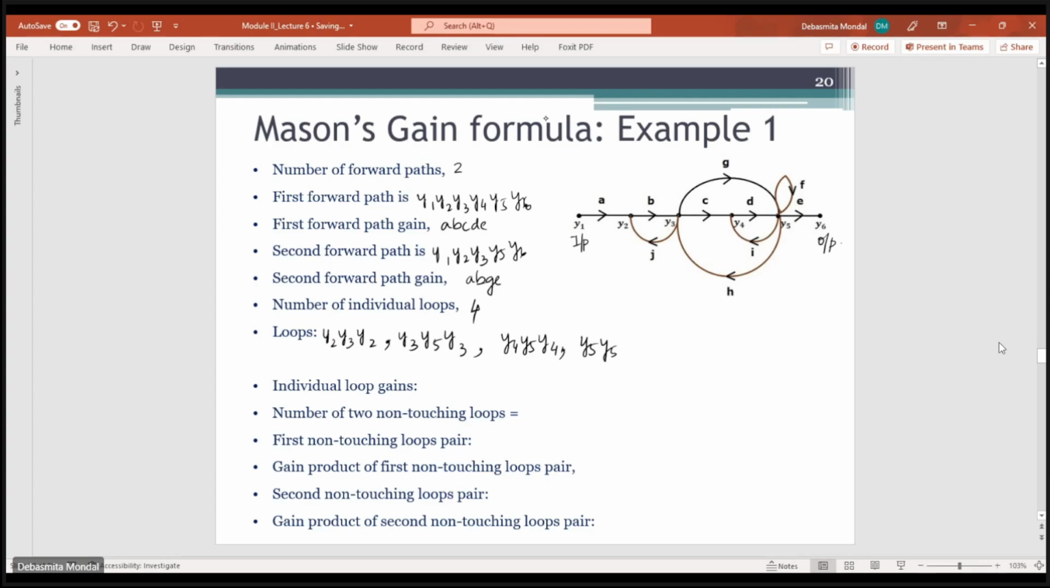Now, if you want to find out the loop gains, what will be the loop gains? Ma'am, one more loop will be there, no, ma'am. Here, Y3, Y5, it is returning again, G and H. Yeah, that I wrote now. Y3, Y5, and Y3. So this will be G. Okay, another is this one, right? So another is Y3, Y4, Y5, and again Y3. So there will be 5 loops.